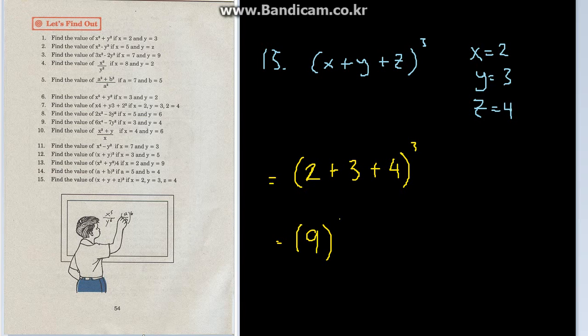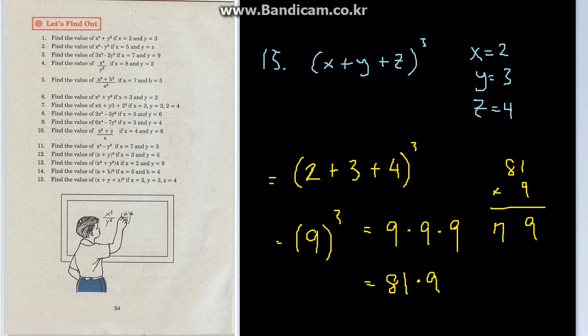9 to the third power is the same thing as 9 times 9 times 9, and 9 times 9 is 81. 81 times 9: 1 times 9 is 9, 8 times 9 is 72, so the answer is 729.